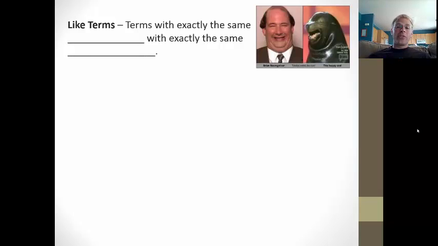Like terms are terms with exactly the same variables and with exactly the same exponents. So the terms have to have the same exact variables, and those variables have to have the same exact exponents to be considered like terms. And if they are like terms, we can then combine them with addition or subtraction, which we'll see a number of examples of coming up here.